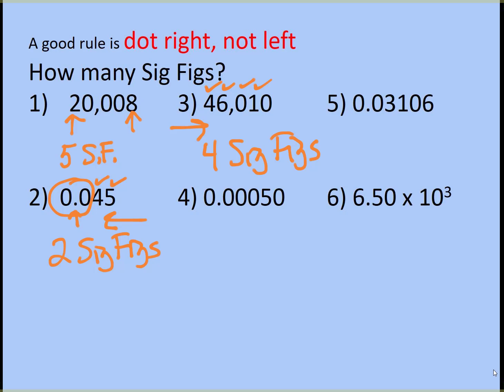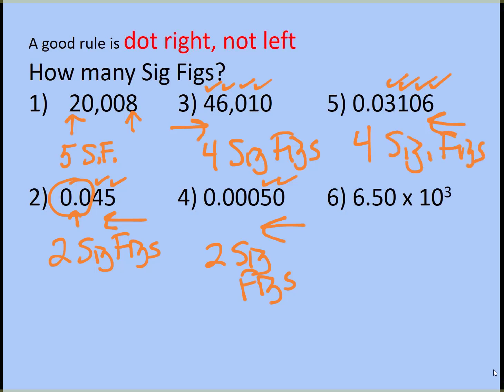Number 2, again, a whole bunch of leading zeros, and there's a dot. I'm going to start counting from the right. 1, 2, there's 2 sig figs. Number 5, there's a dot. I'm going to start counting from the right. 1, 2, 3, 4. Stop when I get to zeros.